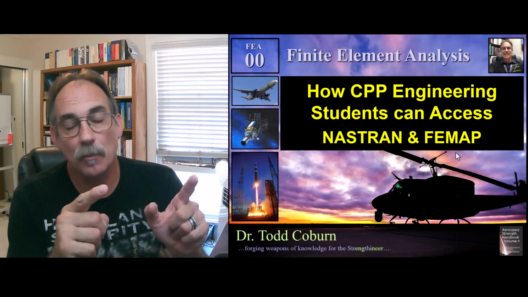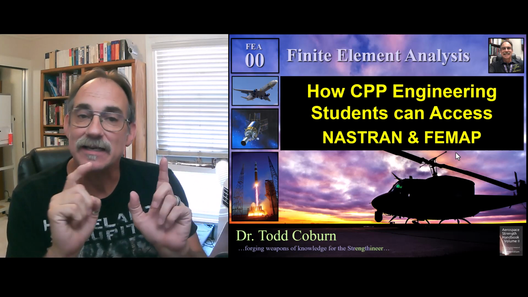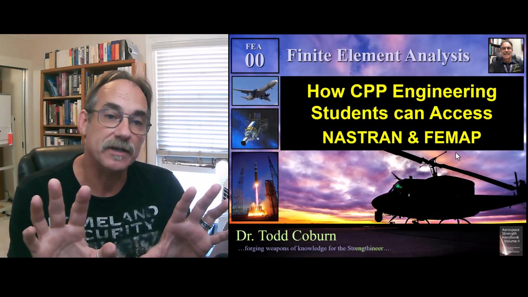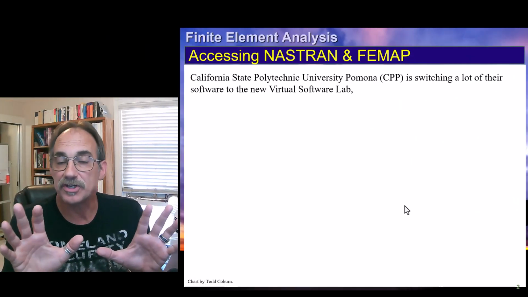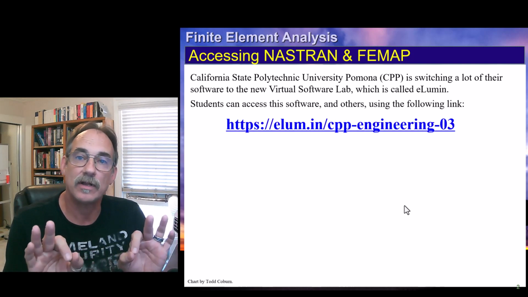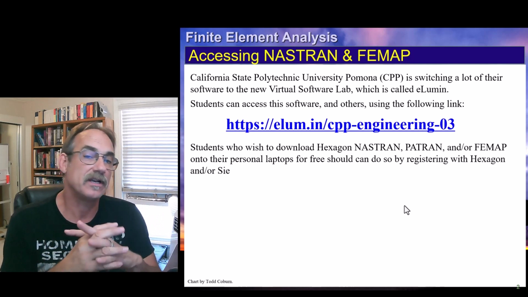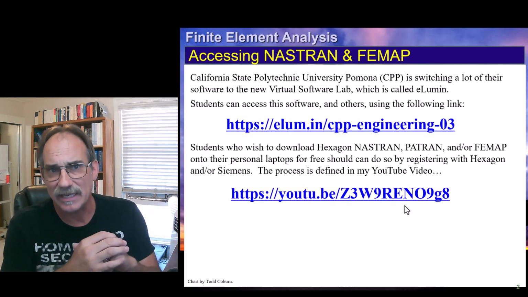This video is to help Cal Poly Pomona students access NASTRAN and FEMAP from the new computer system. They still have software loaded in the labs, but Cal Poly has a new system called the Virtual Software Lab, which is also called eLumen.